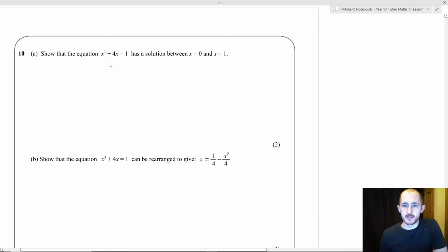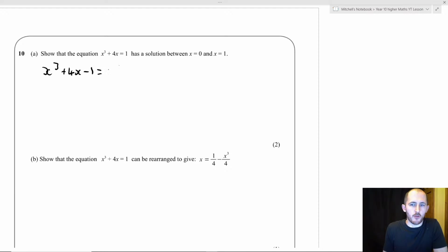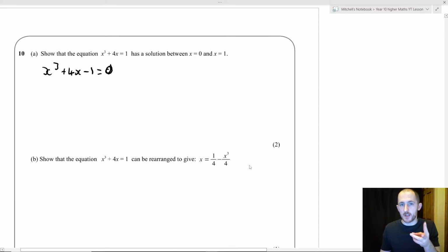If we want to show this equation has a solution between 0 and 1, what we have to do is make it equal to 0 first, okay? So you need to just move it over to the other side. Now again, it seems like an easy step, but you'd be surprised at how many students forget that in the exam. Because again, we're looking for a change in sign. I won't get a change in sign if it equals anything other than 0. Okay? Just be really careful with that.